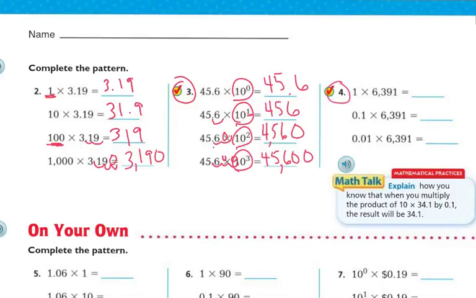So let's look at this next one, number 4. 1 times 6,391. Well, we all know that's 6,391. So now I'm going the opposite way because I'm multiplying by 1/10, right? So now I'm going to move my decimal. My decimal on a regular whole number is always at the end, so I'm going to move it over one space. So it's going to be 639.1, or 639 and 1/10.